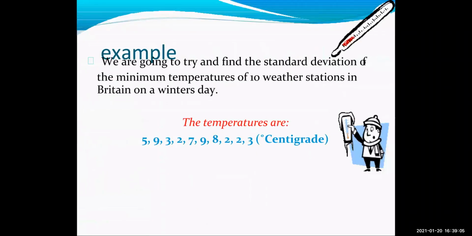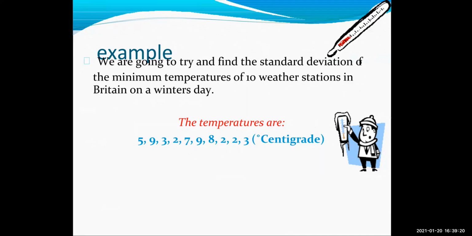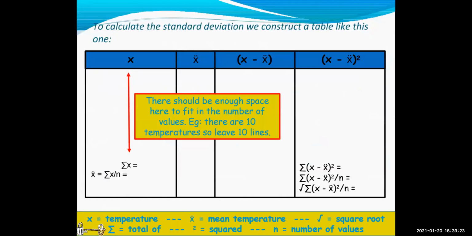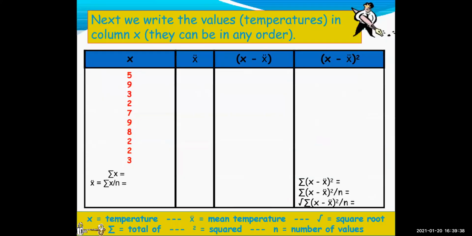Now, we are going to try and find the standard deviation of the minimum temperature of 10 weather stations in Britain on a winter's day. So the temperatures are as stated in the slide. Over here, we have to observe the formula and find the things accordingly. There should be enough space here to fit the number of values. For example, there are 10 temperatures, so we can use the formula wherein the temperatures are stated.